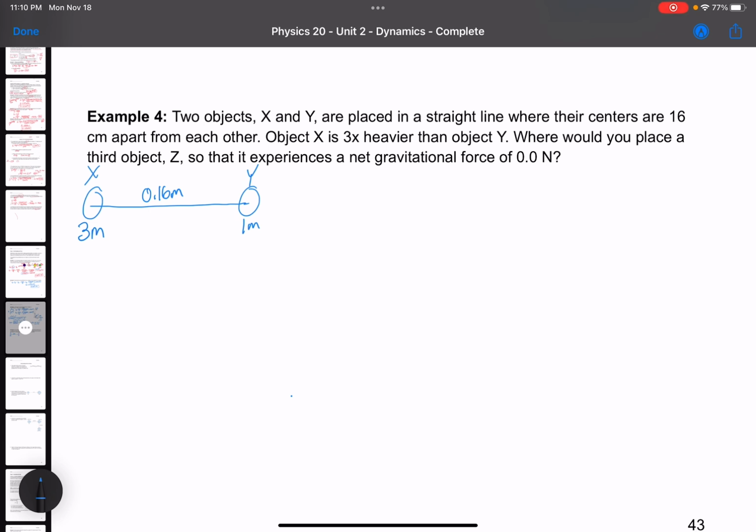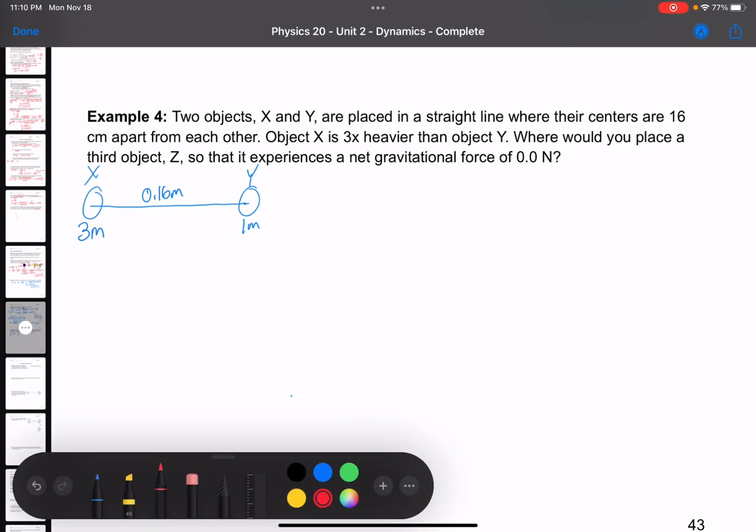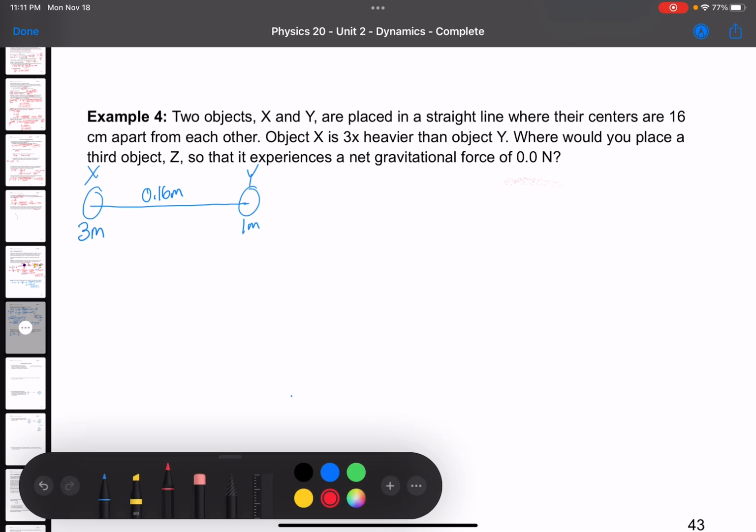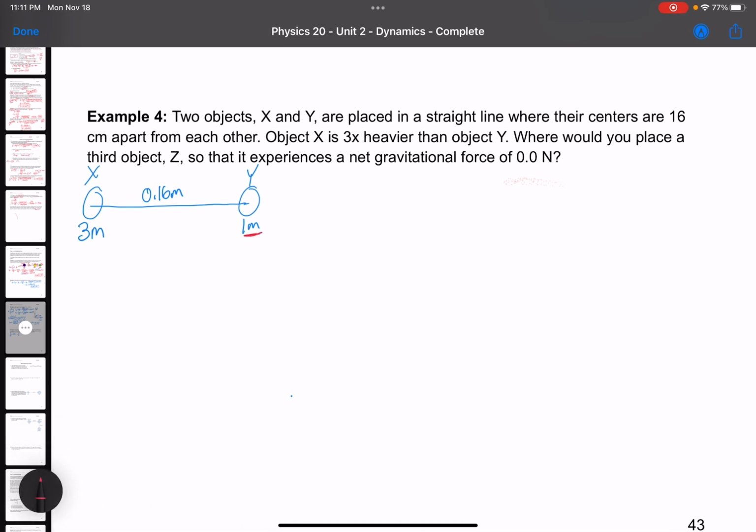If you can keep one of them as 1, though, it does make your life a little bit easier, and I'll show you why in a few seconds here. So I'm trying to put Z somewhere in between these two so that it experiences a net gravitational force of 0. So what that means is that its pull to the right is going to be the same as its pull to the left. Well, this mass is less, so it has less pull, but I can compensate for that by putting Z a little bit closer to it. So less mass, but also less distance, and things should work out for me.